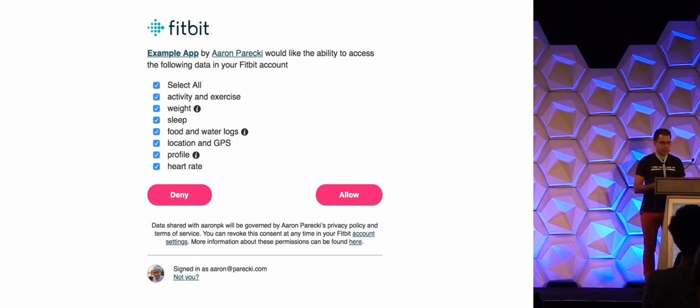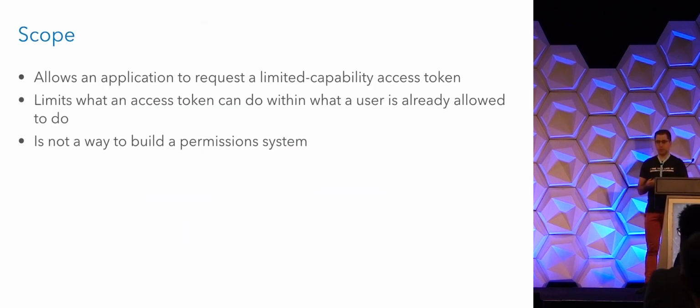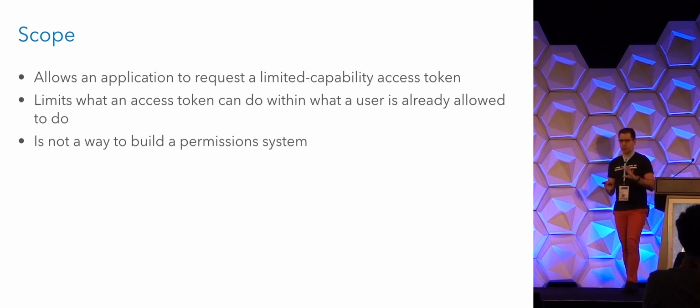So scope is this idea of limiting what an app can do, what an access token can do on behalf of a user. It's not the way you're going to build a permission system into your API, but it is how you're going to mitigate risk, and especially around third-party access.